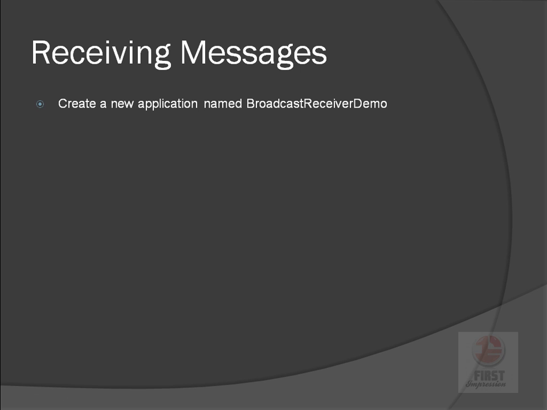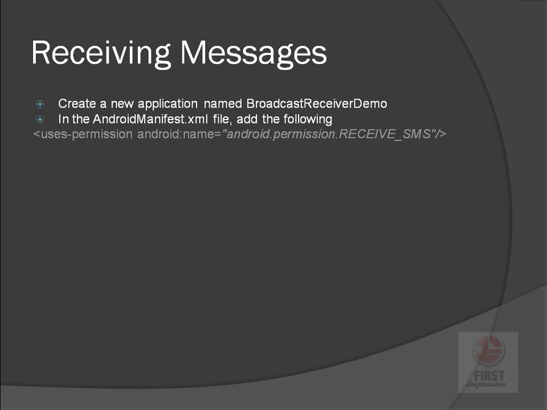So let's create a new project with the name BroadcastReceiverDemo. In the manifest file, let's add the following permissions. We'll add the permission android.permission.RECEIVE_SMS because we are trying to receive some SMSs from the incoming user.